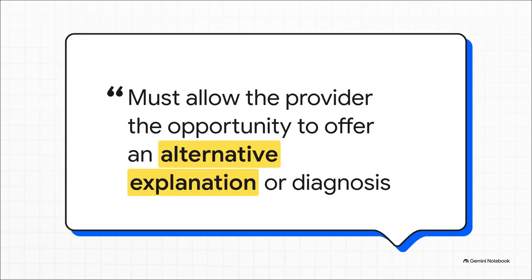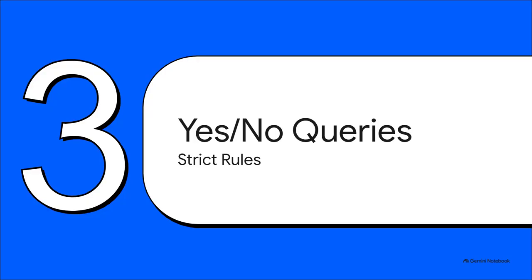Plus, the 2026 guidelines explicitly mandate that you must always provide the treating clinician with a free text escape hatch. You'll usually see this formatted as Other, Please Specify, or Other Explanation of Clinical Findings. You've got to include this so you're never forcing a provider into a box that doesn't actually match their clinical judgment. All right, Section 3, Strict Rules for Yes/No.